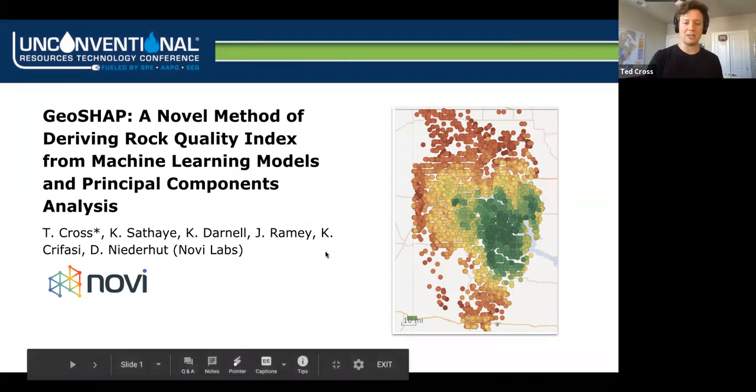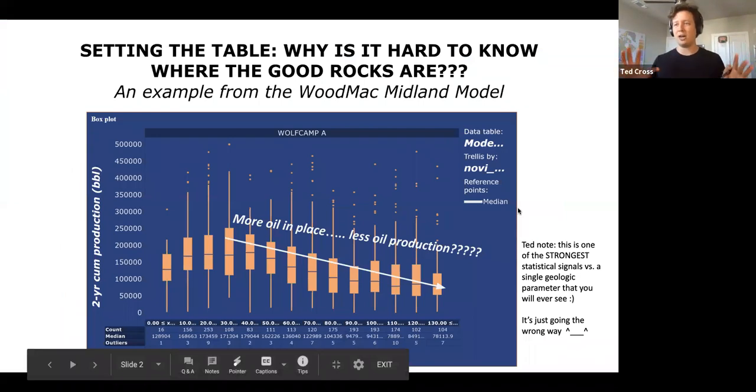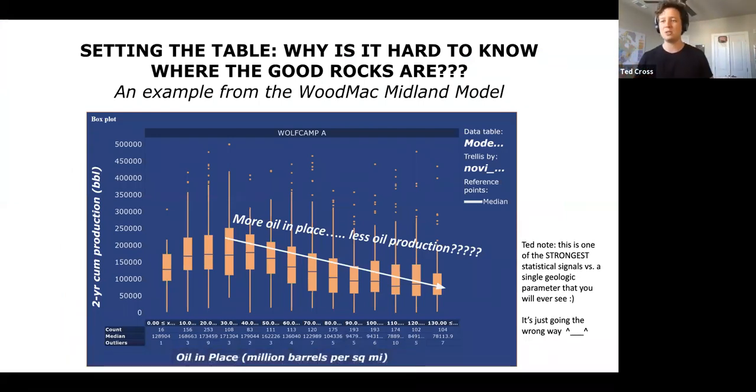And just like I did last week, I'm going to give you guys a little extra context that'll help you interpret the significance of the result separate from exactly what I say within the presentation, just because that's for a very targeted audience. So to set the table, why is it hard to know where the good rocks are?